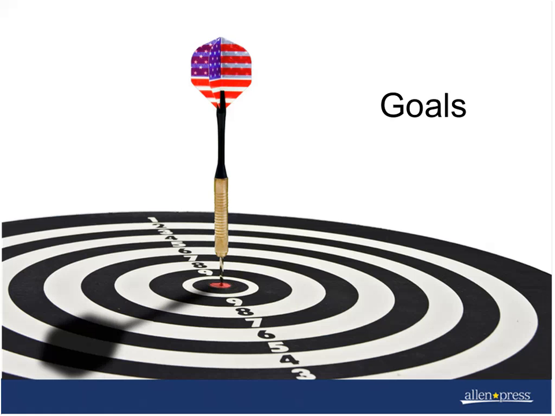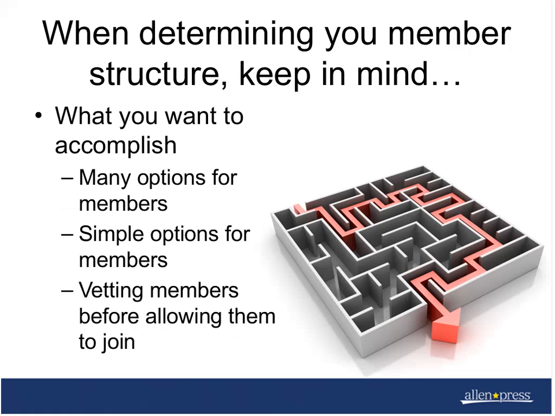Whether you are a startup organization or the board is simply performing an annual review, goals are key. Without them, your membership structure will have no direction. What are your goals? What do you want to accomplish with your membership structure? Some organizations want to provide many options for their members. Others prefer a simple and straightforward structure. It may be that the organization's members must be vetted before allowing them to join, which typically requires an application process and a team of officers to review and approve all new members.